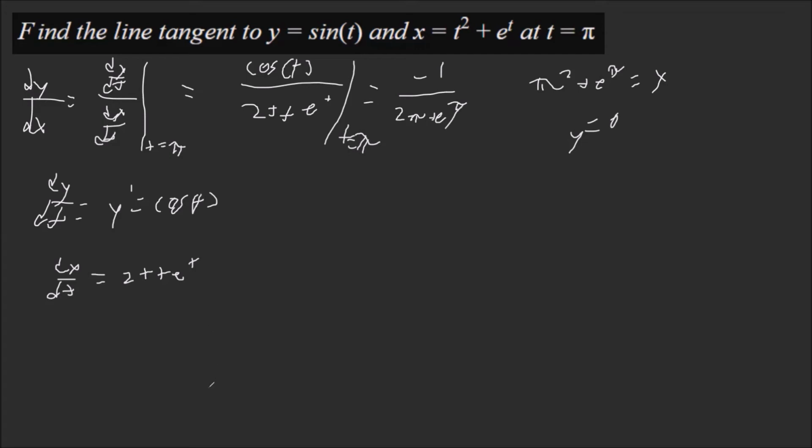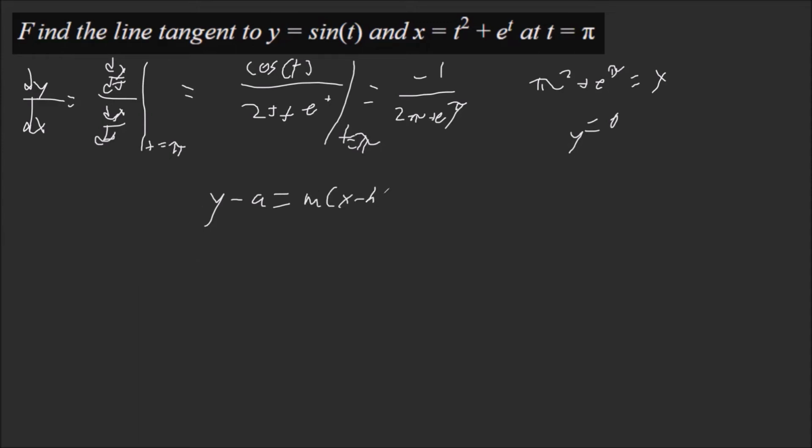And so we have our derivative, we have our coordinate, and so there isn't any information that we still need to find in order to write our tangent line. And so we might as well write that now. I'll just give the general formula for the tangent line, y minus a equals m times x minus b. So for this question, y is going to be 0, and so we can exclude that. m is -1 over 2 pi plus e to the power of pi.